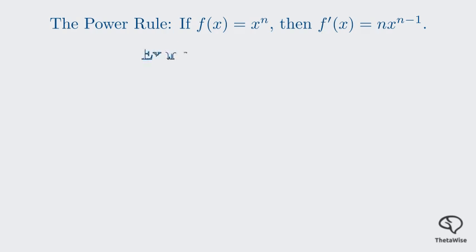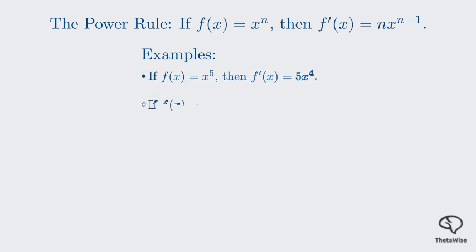Let's try another one. If f of x equals x to the 5th power, its derivative is 5 times x to the power of 5 minus 1, which is 5x to the 4th. If f of x equals x, which is x to the 1st power, its derivative is 1 times x to the power of 1 minus 1, which is 1 times x to the 0, or just 1. This also makes sense, as the slope of the line y equals x is 1.